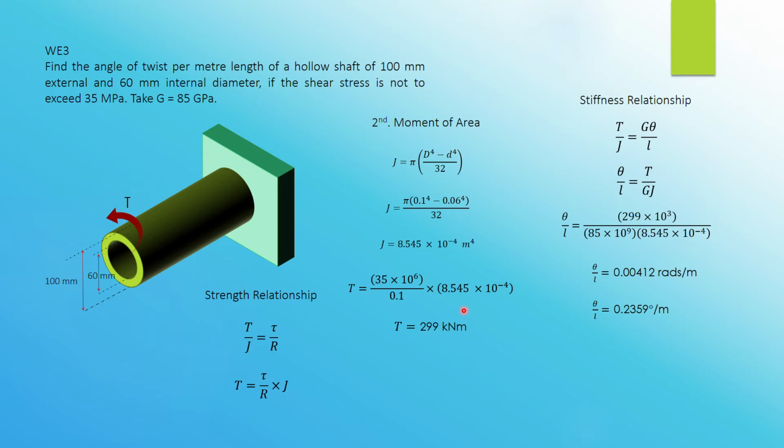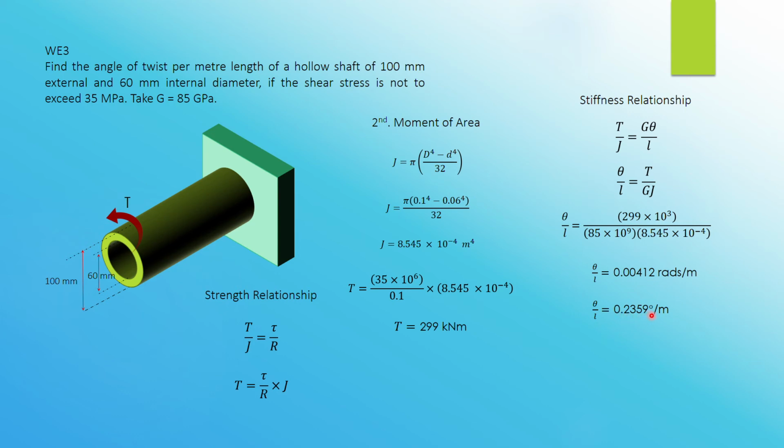So once you have got torque and J, the polar moment of inertia, then you use the stiffness relationship. Why? Because they ask us to find the angle of twist per meter length. The only relationship that has the theta and the L with it is the stiffness relationship. And only with the strength relationship you have the shear stress. So from this you find out the torque, and here you use this to find out the answer for theta over L. So torque, G and J.